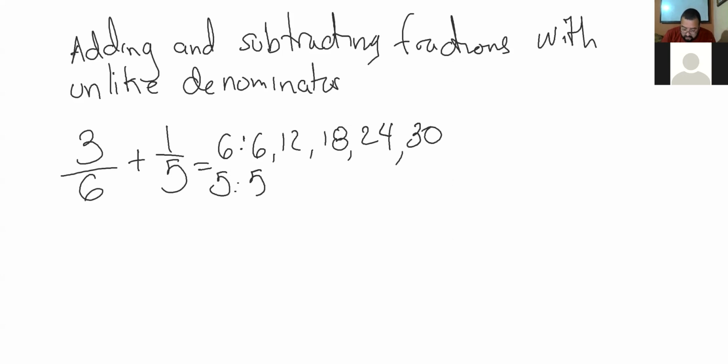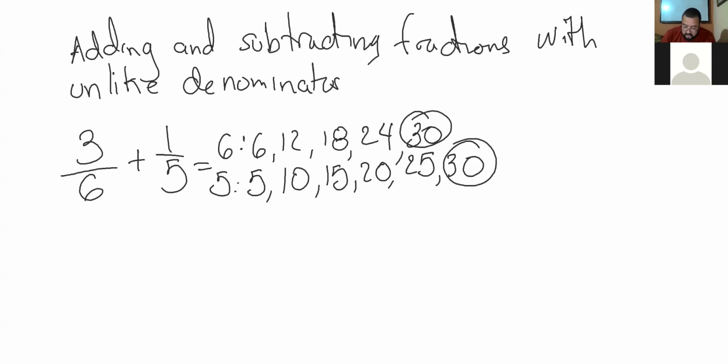5 times 1 equals 5. 5 times 2 equals 10. 5 times 3 equals 15. 5 times 4 equals 20. 5 times 5 equals 25. And 5 times 6 equals 30. Look, the least common multiple of 5 and 6 is 30. So let's change the denominators for 30.